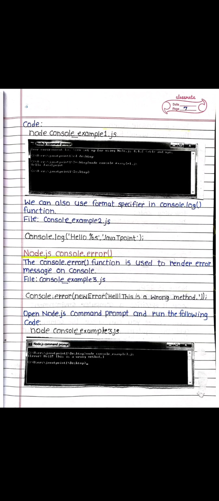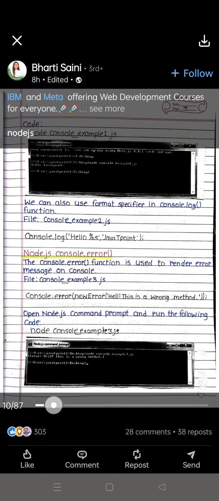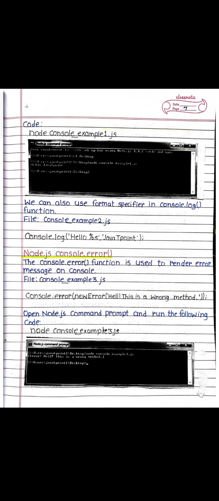Node.js console.error. We can also use the format. The console.error function is used to render error messages on console. File: console_example3.js, console.error(new Error('Hell! This is a wrong method.')). Open the Node.js command prompt and run the following code: node console_example3.js.